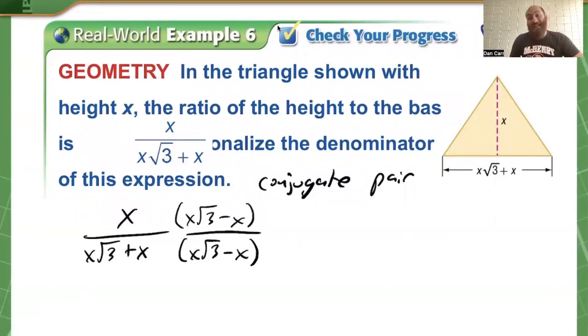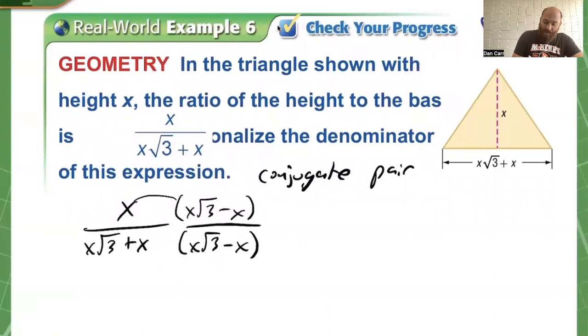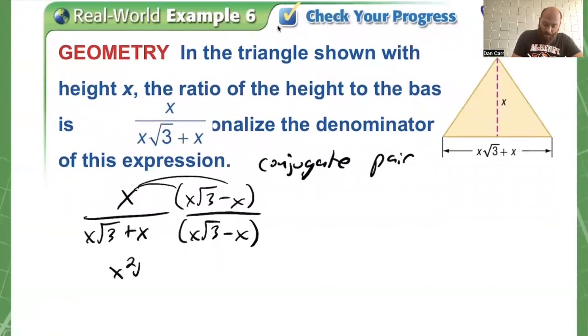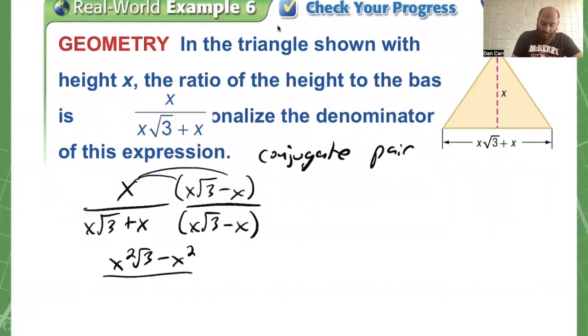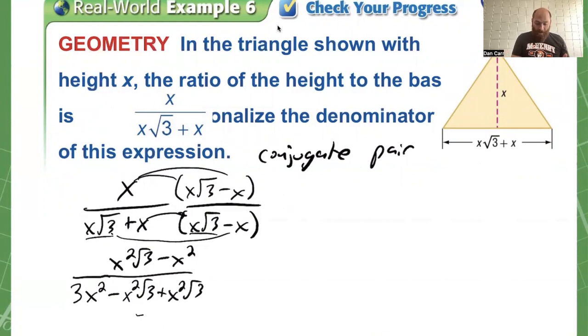We do the same thing to both the numerator and the denominator. So here, if I distribute the x to both of those, I'm going to end up with x squared root 3 minus x squared. Underneath, we'll have x root 3 times x root 3. So that's going to be x squared, but then root 3 times root 3 is just going to give me 3. So I'm going to have 3x squared there. Then x root 3 times a negative x is a negative x squared root 3. Positive x times x root 3 is going to give me a positive x squared root 3. And again, this is why we do the conjugate pair. These are opposites, so they're going to cancel each other out. But my last part is x times a negative x, so that's going to be a minus x squared.